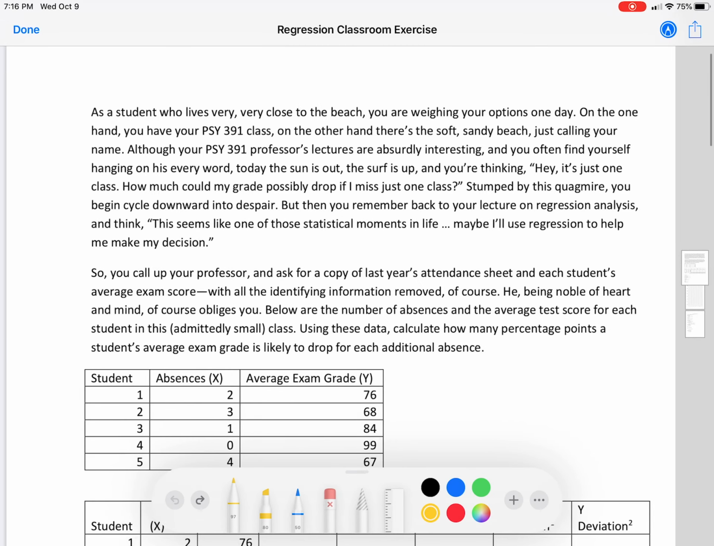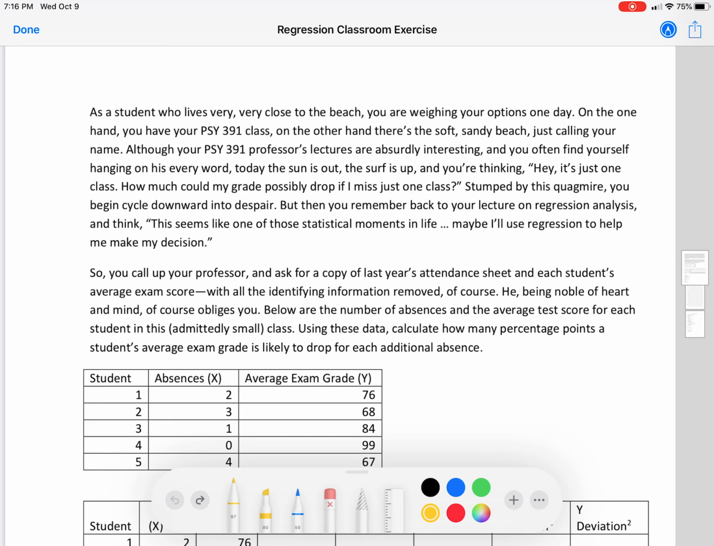So what you'll do is read through the instruction. I'll read through it with you here. As a student who lives very, very close to the beach, you're weighing your options one day. On the one hand, you have your Psych 391 class. On the other hand, there's the soft, sandy beach, just calling your name. Although your Psych 391 professor's lectures are absurdly interesting, and you often find yourself hanging on his every word. Today, the sun is out, the surf is up, and you're thinking, it's just one class.